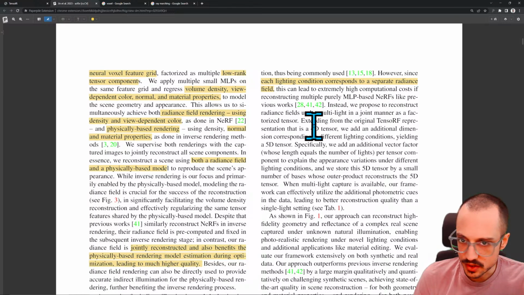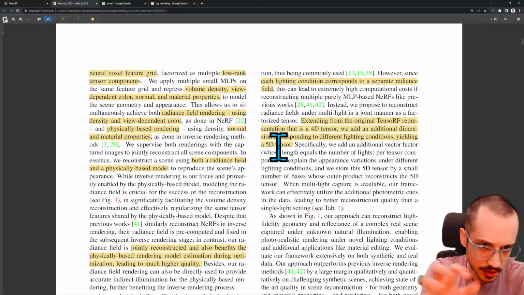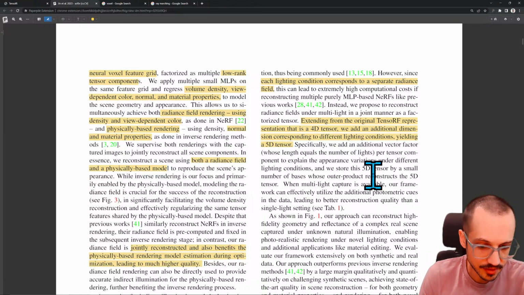We propose to reconstruct radiance field under multi-light in a joint manner as factorized tensor. Extending from the original TensorIR representation that is a 4D tensor, we add an additional dimension corresponding to different lighting conditions, yielding a 5D tensor. Okay, there you go. They're basically going to expand the dimensionality of the feature that comes out of this tensor such that you can have a kind of a lighting dimension.